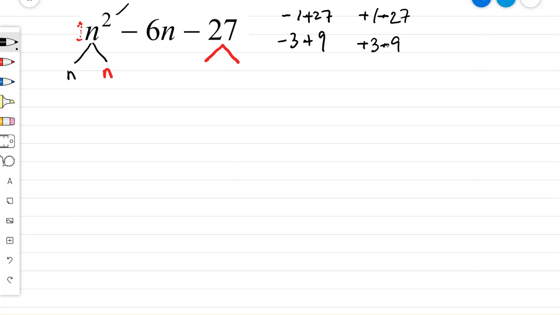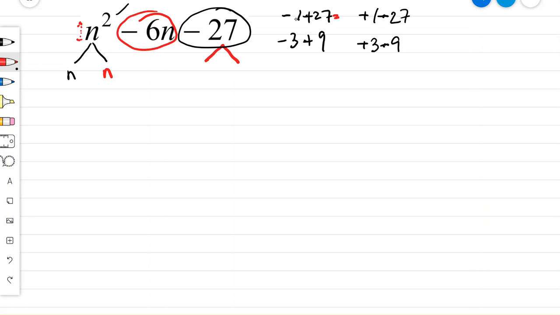So we focus on the B. Now, for the B, here's what you have to remember. When I'm finding C, I'm multiplying. That's why I multiplied negative 1 times positive 27 and got negative 27. But when I am looking for B, I am adding or subtracting, which is known as combining. So now let's combine all these different factors and see what we get.